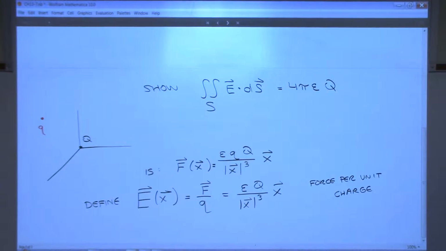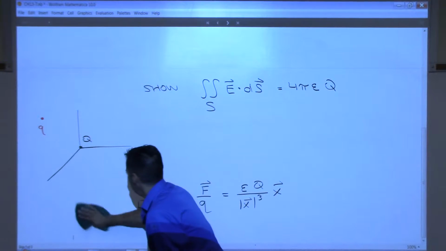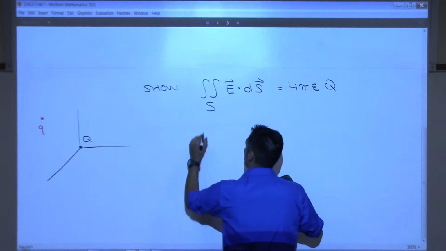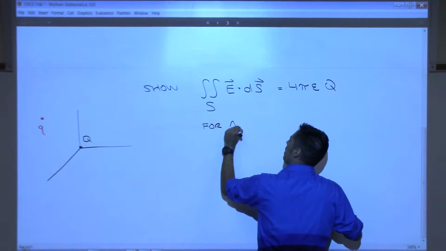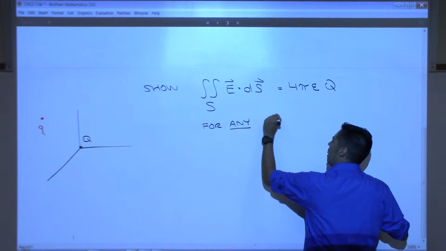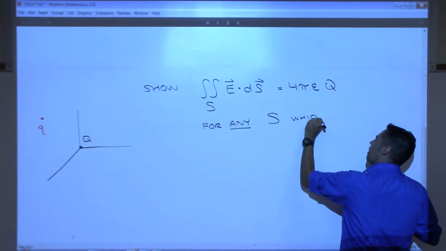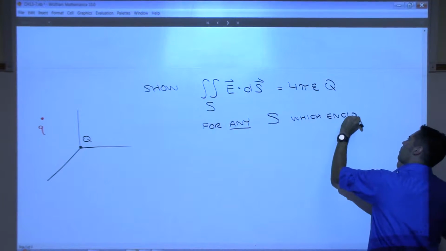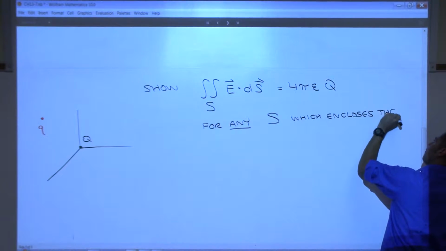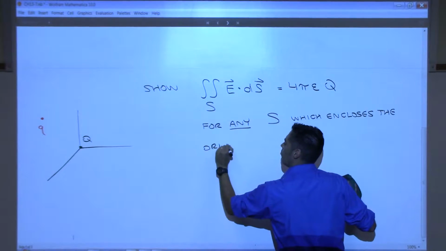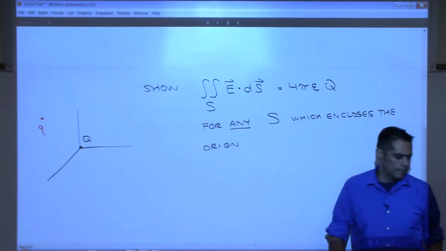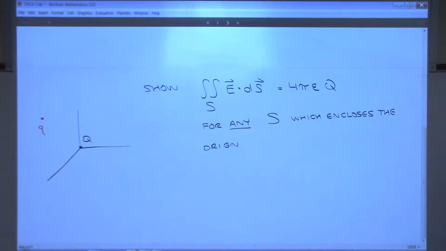Does that all look familiar? I don't know. Maybe you've seen that. Maybe. That this is equal to that for any S which encloses the origin. That's it. That's what we want to show.